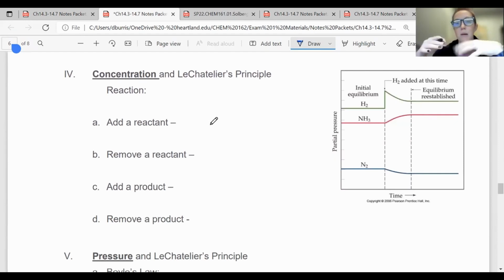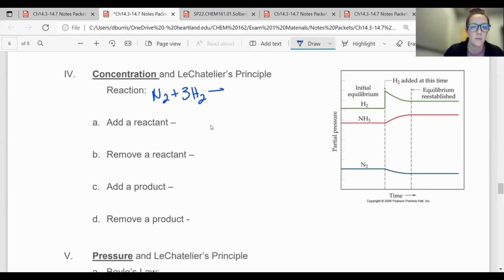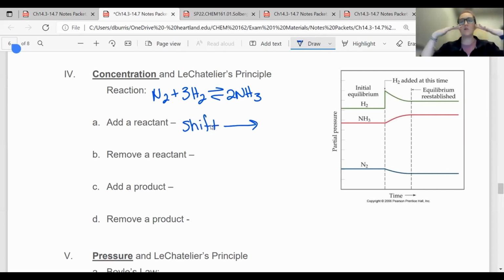So concentration-wise, and this is probably the most important one for Le Chatelier's principle, we're looking at the same reaction here, the Haber process. The reaction is N2 plus 3H2 makes 2NH3. Anytime you add a reactant, it is going to shift to the right. Again, I want you to think of it as a balance. If I add a reactant, some of it is going to have to shift and make products in order to reestablish equilibrium. So if I add something in, it's going to have to shift to the other side in order to balance back out.